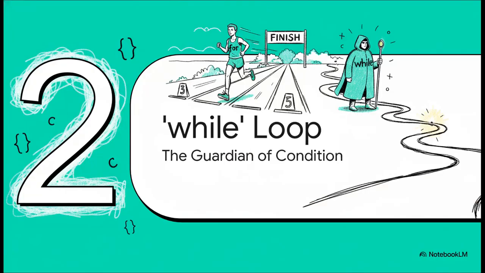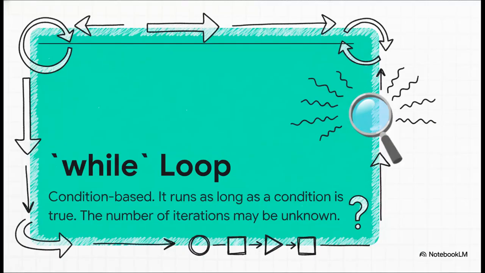Let's grab our second key now, the while loop. If the for loop is that runner who knows the exact distance, the while loop is more like a guardian at a gate. It just stands there and keeps going as long as a specific condition stays true. You see, the real power of a while loop is in that uncertainty. We don't need to know if it'll run 10 times or 1,000 times. All it cares about is whether its condition is true. As long as it is, the loop will run. And yeah, it could even run forever.